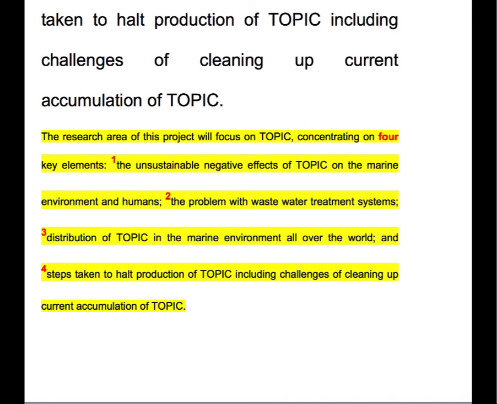The first parameter is to do with unsustainable negative effects. The second parameter is wastewater treatment systems. The third parameter is the distribution. And the fourth and final parameter is the steps taken to halt this production of whatever the topic is. So there we have it.